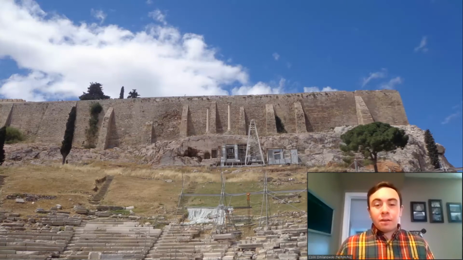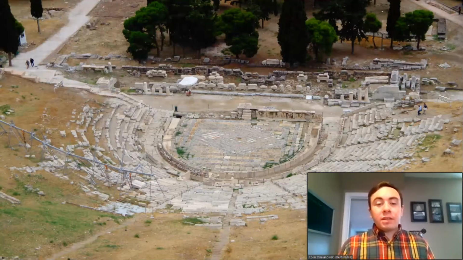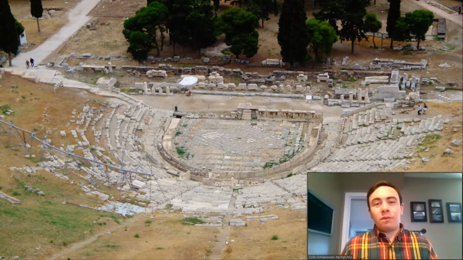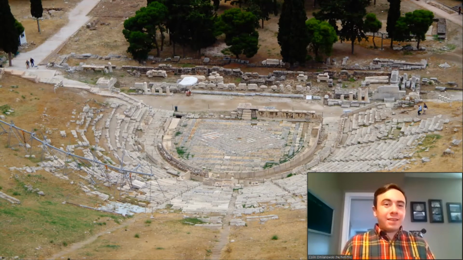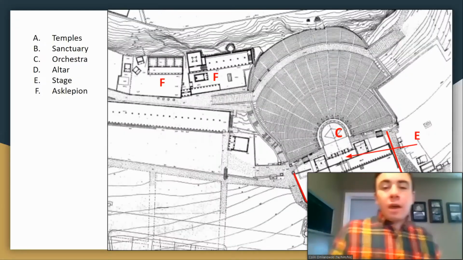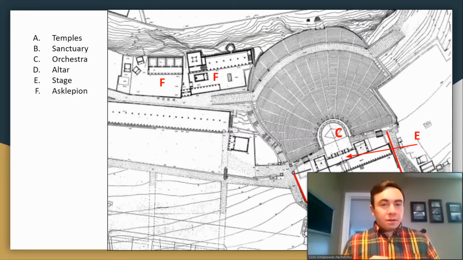So we're getting another sense of the scale. We can see how, looking down from the top of the Acropolis, this was a massive place. The Theater of Dionysus would have fit about 17,000 people, not a small venue. So it's always important to remember a theater like this in context, in its surroundings, because it's never just the theater.